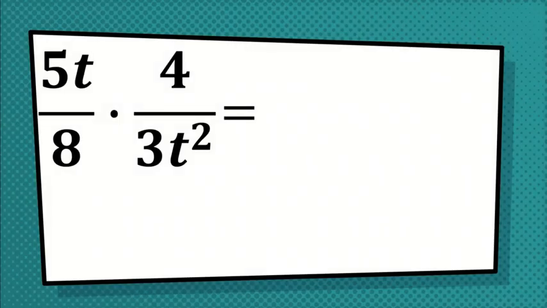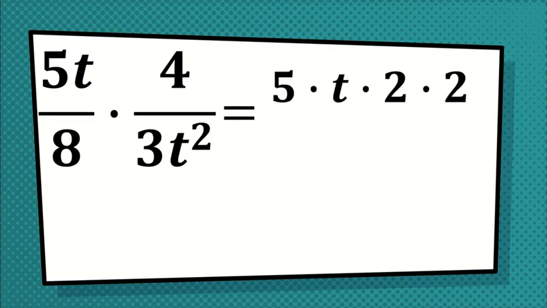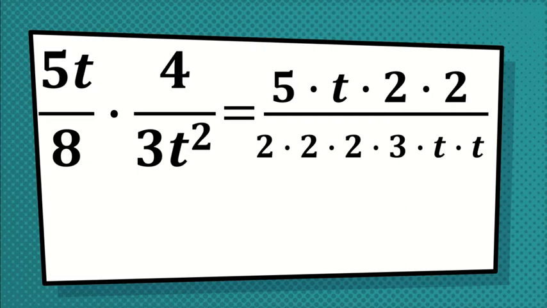Rational expressions are multiplied the same way as you would multiply regular fractions. You can also apply the options we have in multiplying regular fractions. Let's show the solutions. So we have 5t over 8 times 4 over 3t squared. Let us express first the numerators and denominators into prime. So we have for our numerator 5 times t times the factors of 4 that are prime. We have 2 times 2 all over prime factors of 8. We have 2 times 2 times 2. And then prime factors of 3t squared, we have 3 times t times t.